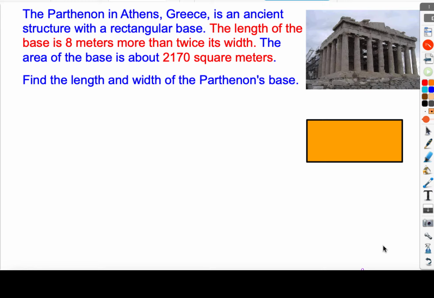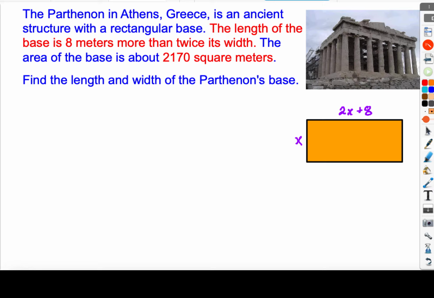So a simple geometry approach. The Parthenon in ancient Greece, so you've got the building over here at the right, the ruins there, is a structure with a rectangular base. So we've got the rectangle drawn to the right here. The length of the base is 8 more than twice the width. So let's say we just call the width x. We know that the length then is going to be twice the width, and again 8 more than that. So I'm going to go ahead and say 2x plus 8. Again, you could also say 8 plus 2x.